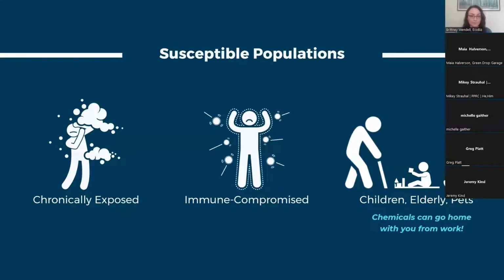The most susceptible populations that are at risk are those who are chronically exposed, those who have compromised immune systems, and then our pets and our children and the elderly. And oil and vapors can go home with you from work on your clothes, on your shoes. You walk through a chemical spill, you walk through an oil spill, and come home tracking it onto the floor and into your laundry or the couch. And then kids or pets playing on the floor can come into contact with these chemicals or oil.